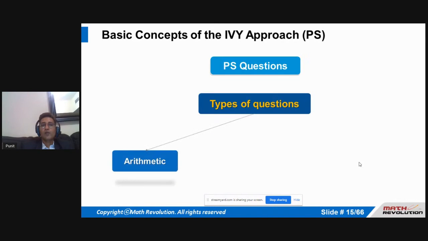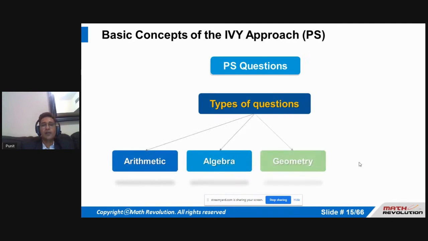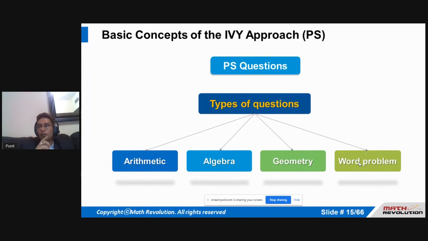Speaking ahead, the type of questions: PS questions are based on arithmetic, algebra, geometry, and word problems. It's AAGW. So there are four types of questions that the PS deal with: arithmetic, algebra, geometry, and word problems.